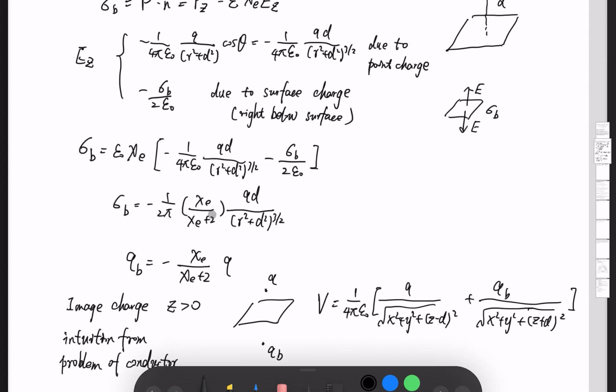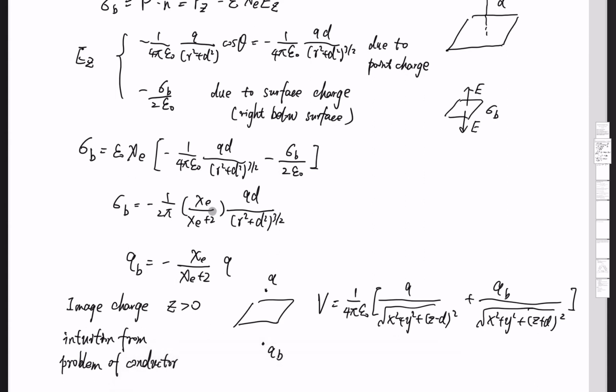If you compare the surface charge distribution for this problem and the problem of a conductor, the only difference is that the factor here is chi e over chi e plus 2 smaller. So that's what motivated us to use a single point charge to replace this surface charge distribution. And we know for sure that if we place a point charge below, then this charge will have the identical effect as the surface charge on this xy plane.